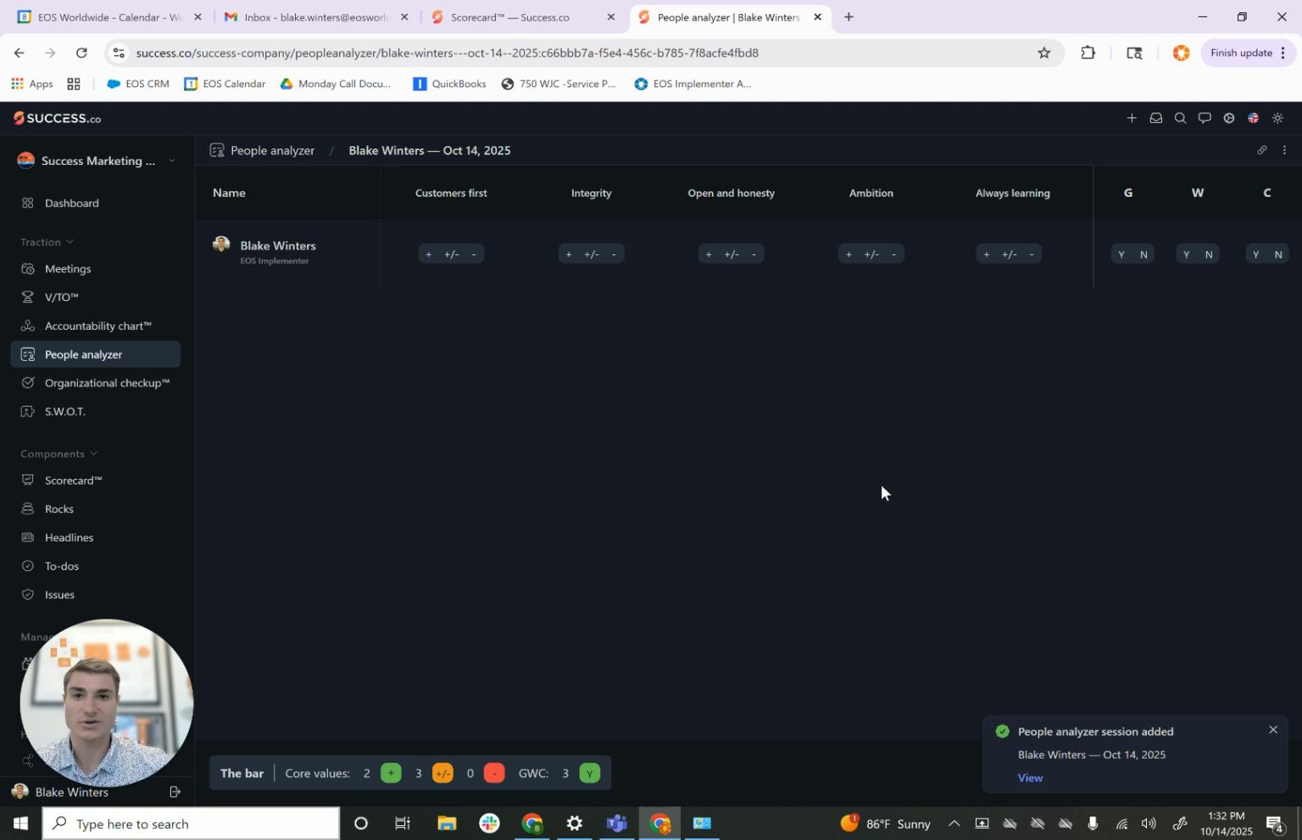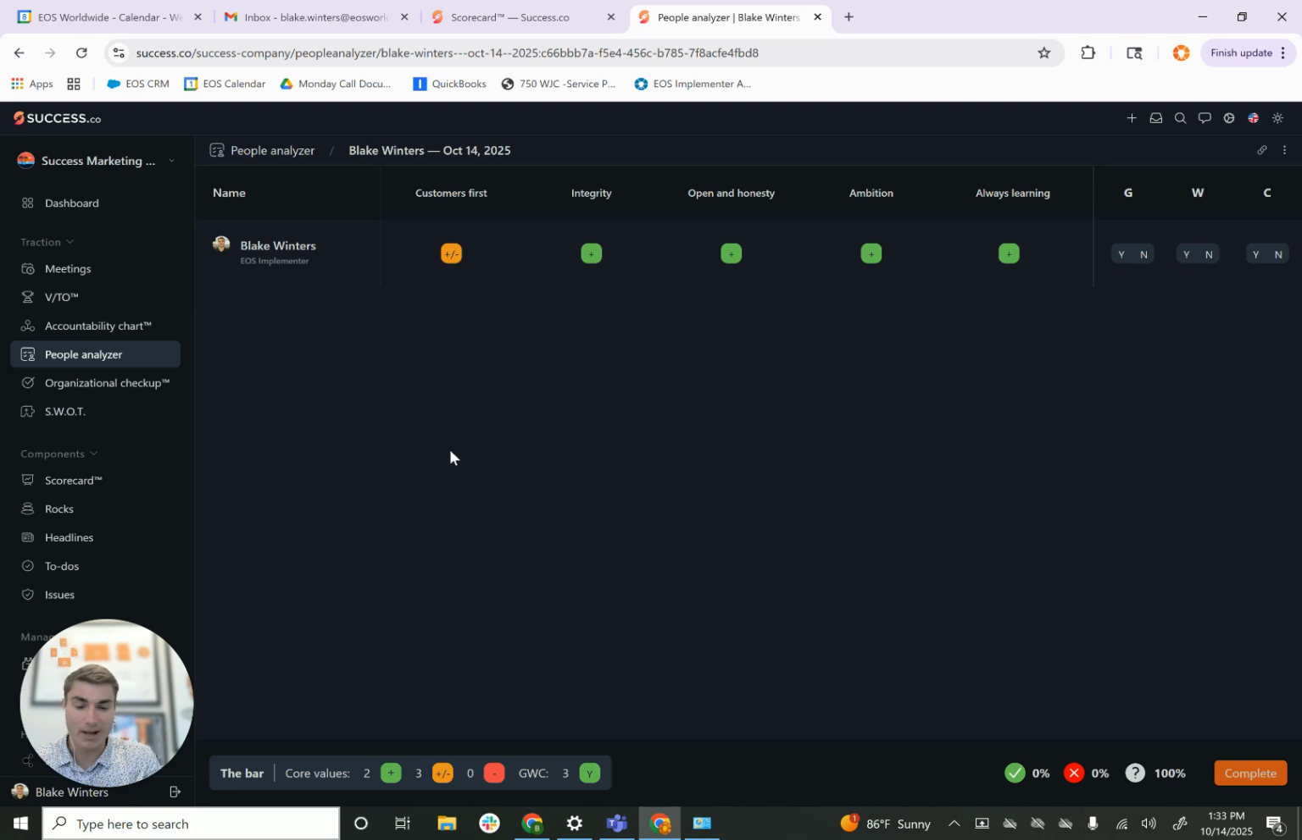So 5 core values: customers first, integrity, open and honesty, ambition, always learning. I'm going to rate myself honestly. I'll say customers first, plus minus; integrity, strong in that one; open and honesty, strong in that one; ambition, strong in that one; and always learning, strong in that one. So 4 pluses and 1 plus minus. Down here at the bottom of the screen, we see the bar. The bar, the minimum acceptable criteria to be considered a right person, is 2 pluses and 3 plus minuses. So given that I'm 4 pluses and 1 plus minus, I'm above the bar. I'm considered a right person.